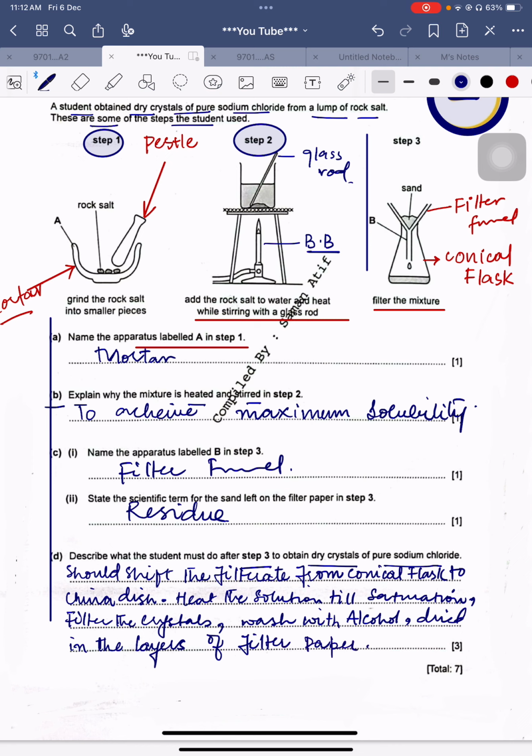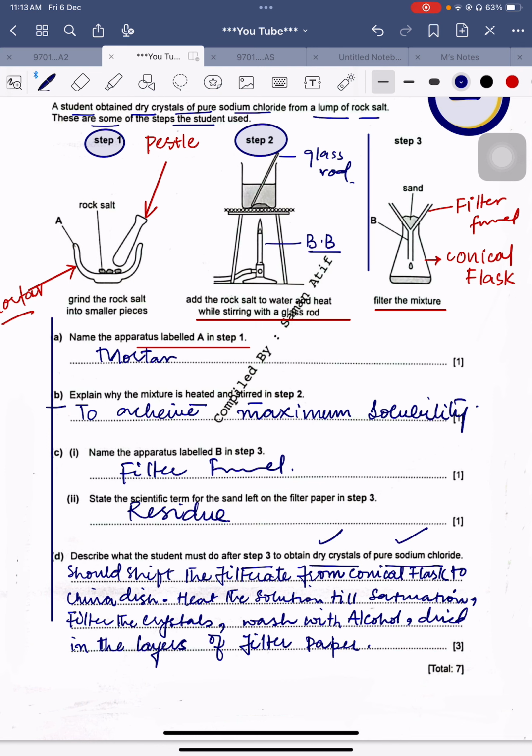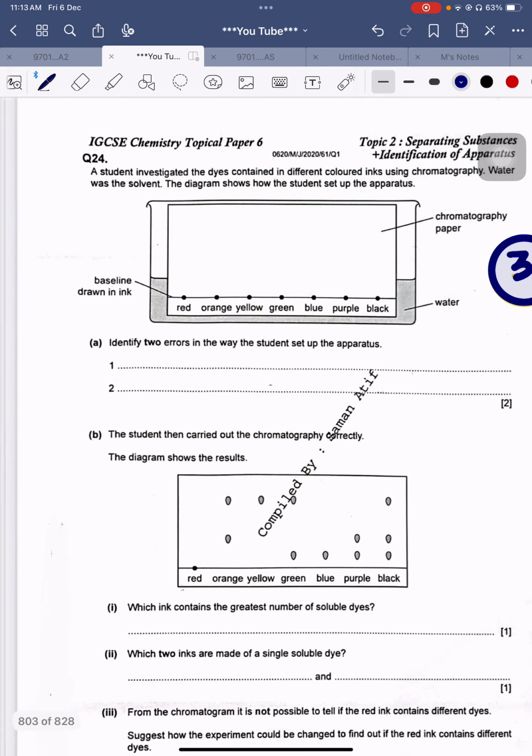Okay, so this is how we have to write down the answer. This is how we have to reach the destination. Examiner is saying very clearly pure, pure, and dry. So please be very careful about the answer.